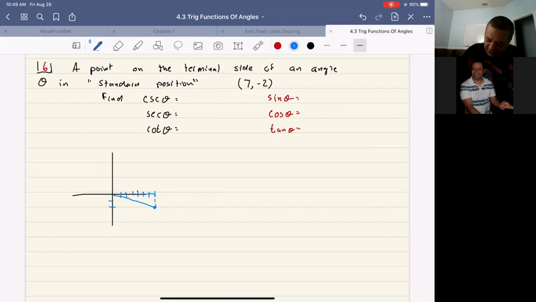Okay, the point here is 7 comma -2. Let me find my r. Okay, let me find my r. So r squared equals 7 squared plus 2 squared is 53. So r is square root of 53.